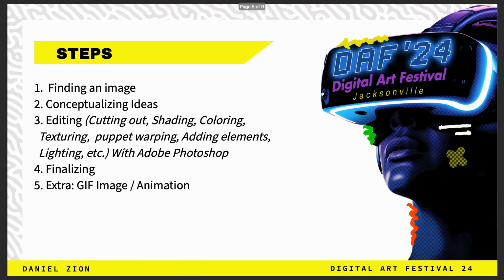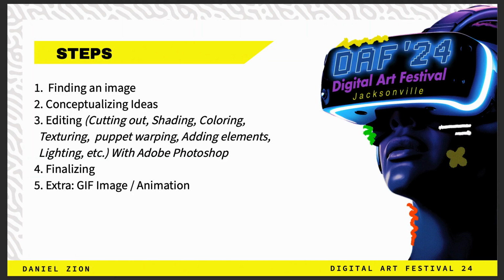So these are the steps. It's very simple. Find an image, something you like that you can work through and that you love, because the image is the beginning, the inception, the first start. Start to think about the ideas you want. How can I make this image beautiful? How can I do something nice with this image? The third step is to begin the editing process, which is cutting out the background, shading, coloring.